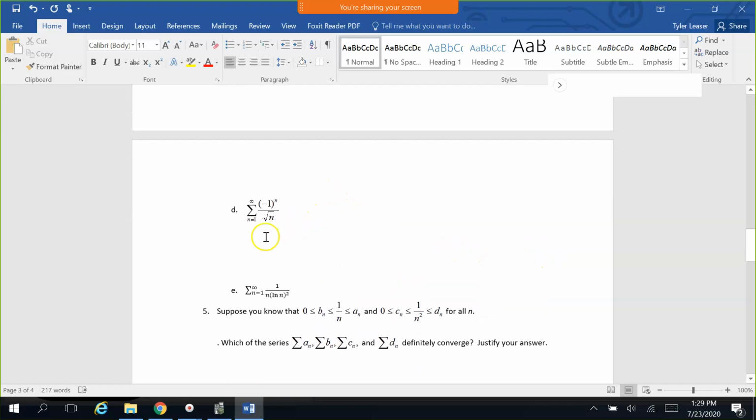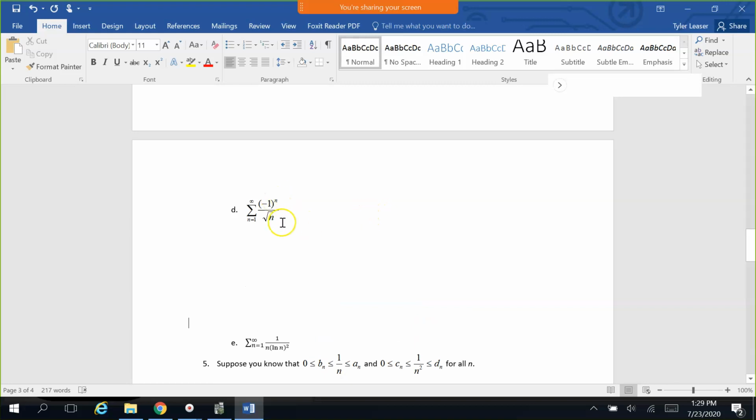D. So the infinite series, n equals 1 to infinity, of negative 1 to the n over square root n. All right, for this one, if I try to do the nth term test here, because the n is in the denominator, if n goes to infinity, this goes to 0, which says the nth term test is inconclusive. We cannot integrate over this because of the alternating part. You could, if you wanted to, do ratio test stuff or root test stuff, but I'm just going to jump into alternating series test, because this is an alternating series.